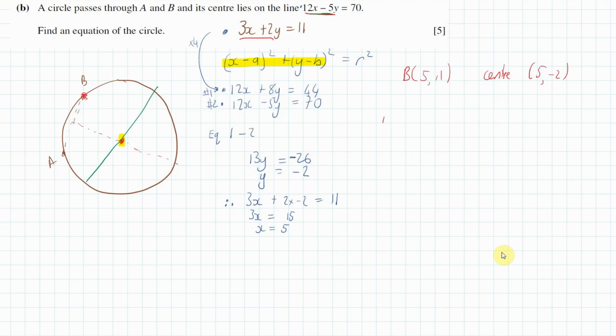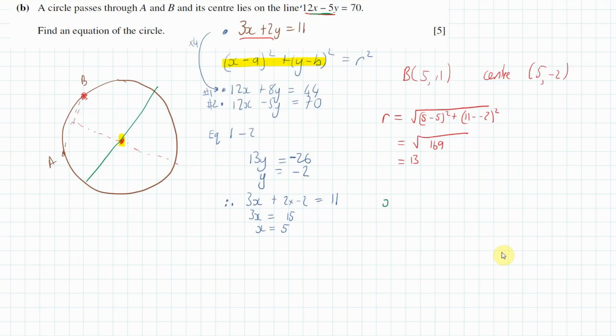So I'm going to find the distance, or the radius. So the radius will equal the square root of 5 minus 5 squared plus 11 minus -2 squared, just using Pythagoras here, and the radius will therefore be equal to the square root of 11 plus 2, that's 13 squared, which is 169, so the radius will be equal to 13.